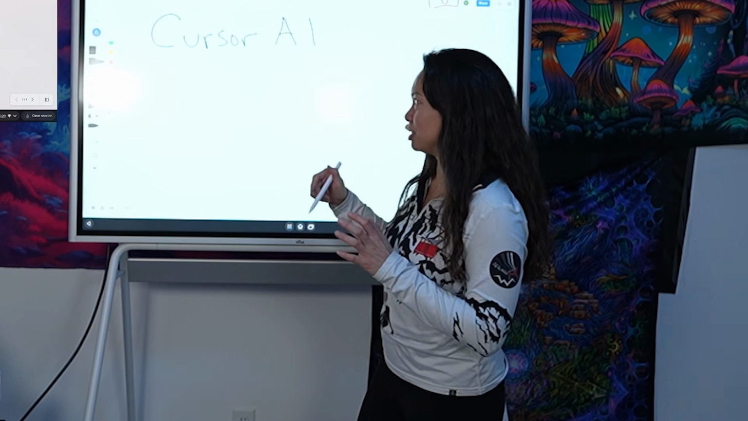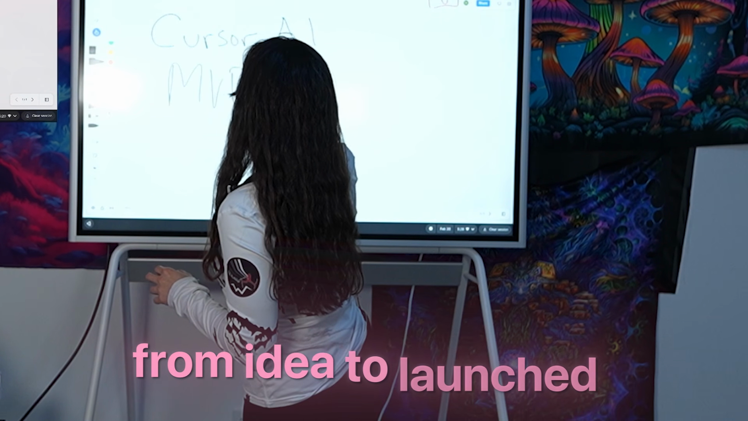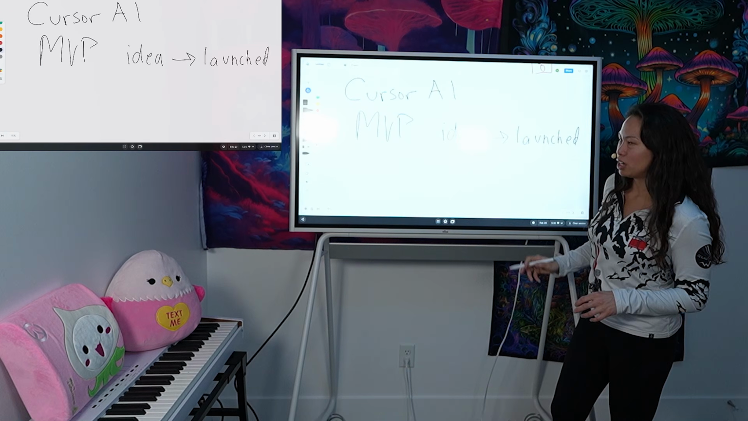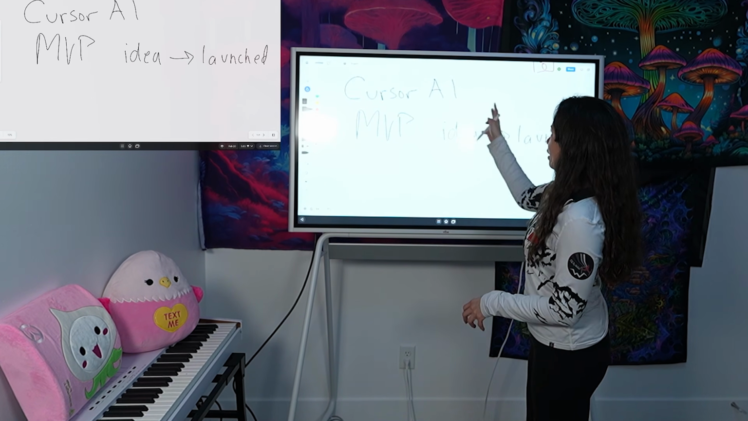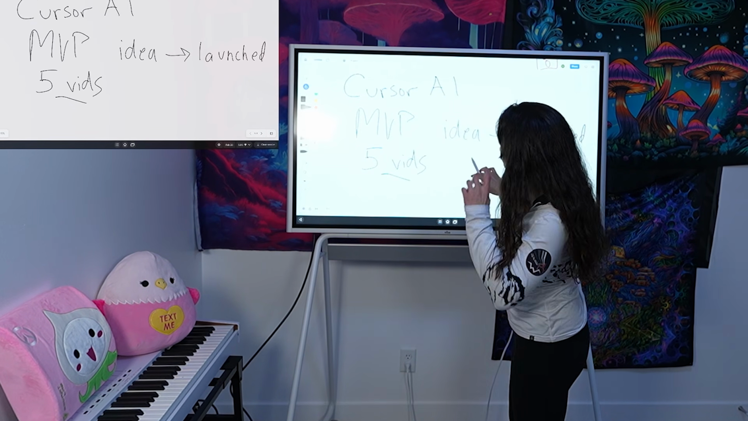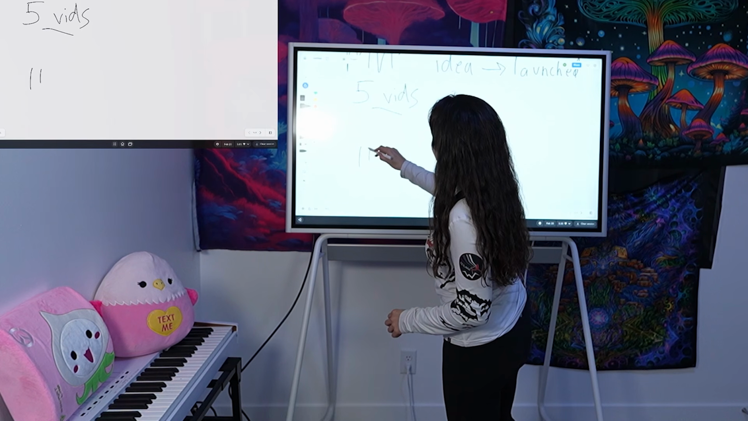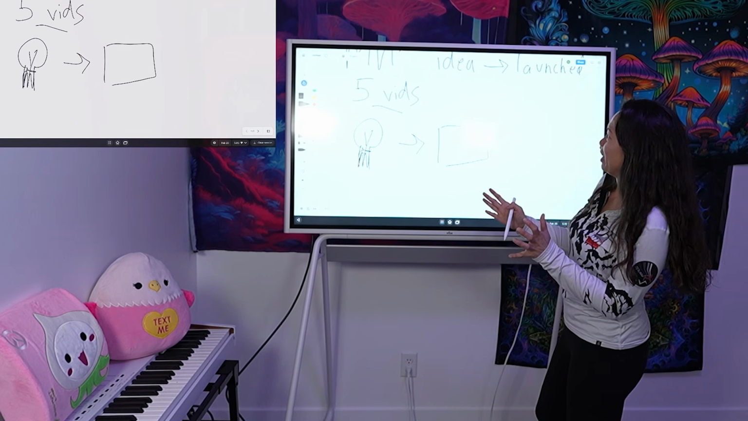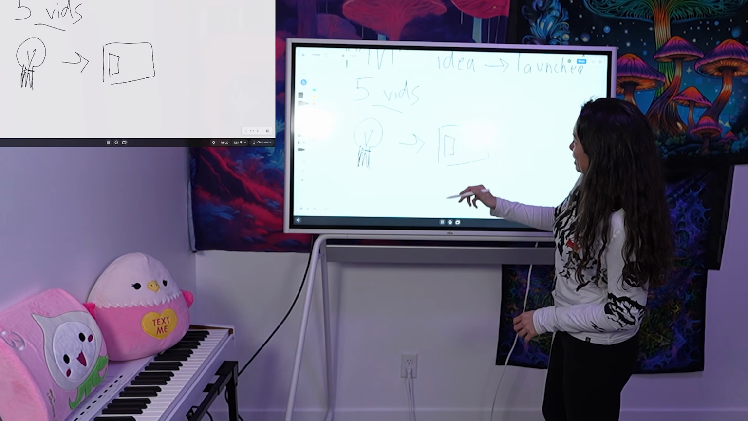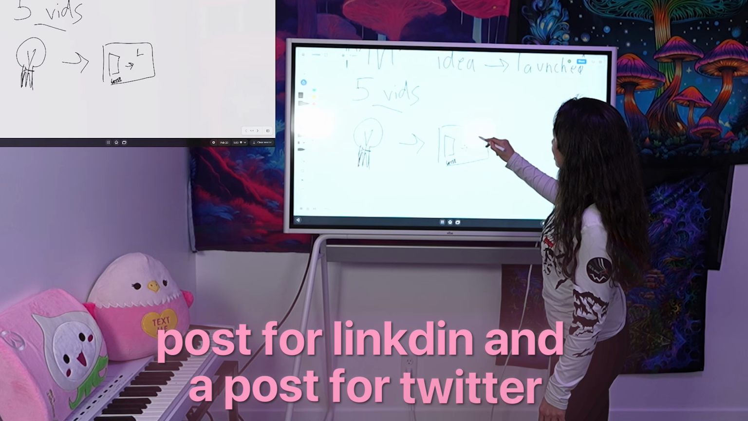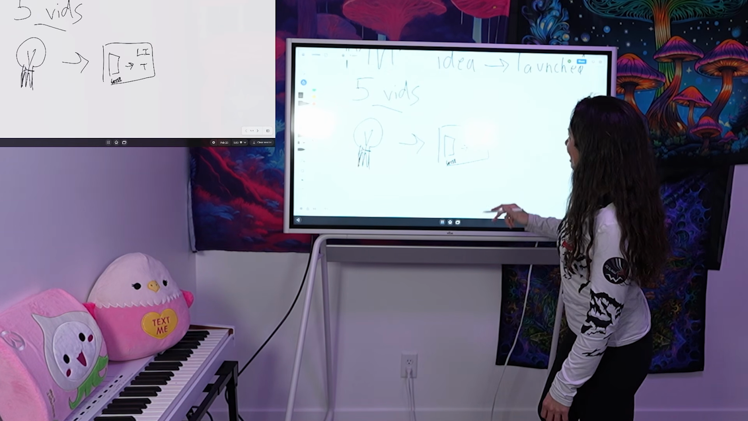I actually filmed a whole YouTube series of how I built my MVP, literally from idea to launched. It's on YouTube. Not that many people know about it, but if you want to see the raw beginning, it's here. And it took only 5 videos, I think. In those 5 videos, I went from totally just an idea to building the initial prototype. And the initial prototype, all it did is you paste in text here. You push this button, and then you get a post for LinkedIn and a post for Twitter. That is all it did.